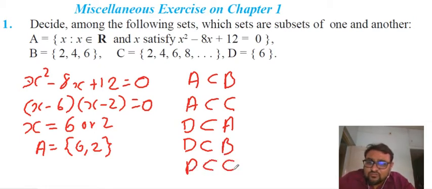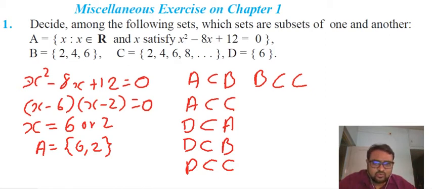Now all the elements of B are there in C. B is a subset of C. Clear? But all the elements of C are not there in B. Okay, so this is the answer. A is a subset of B, A is a subset of C, D is a subset of A, D is a subset of all the other three sets, and B is a subset of C. Clear? So this was about question 1.